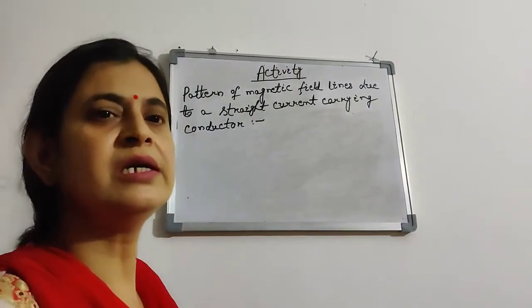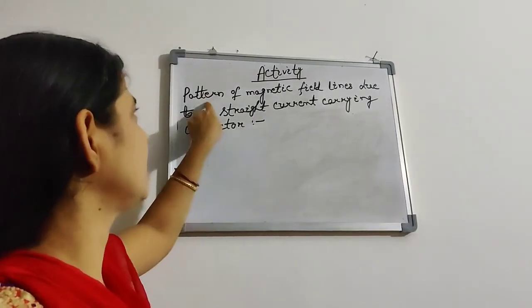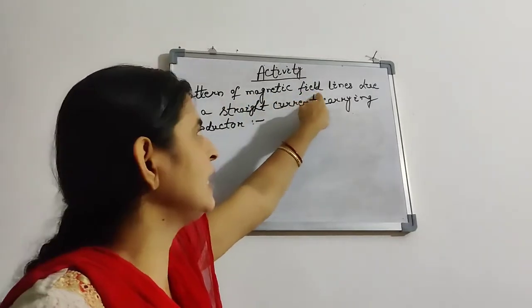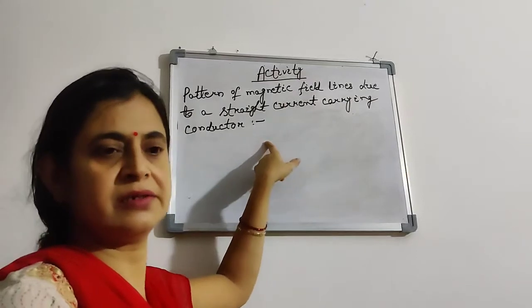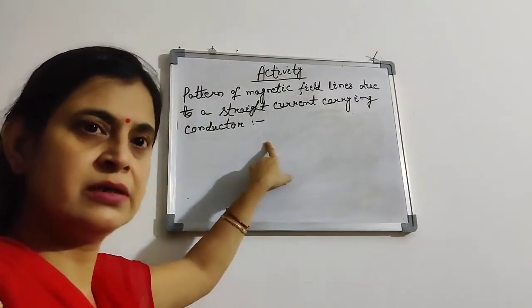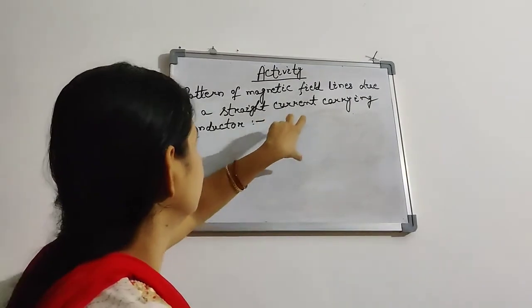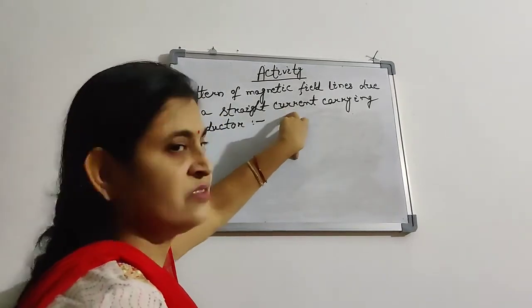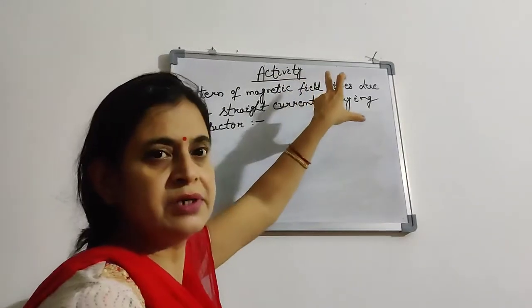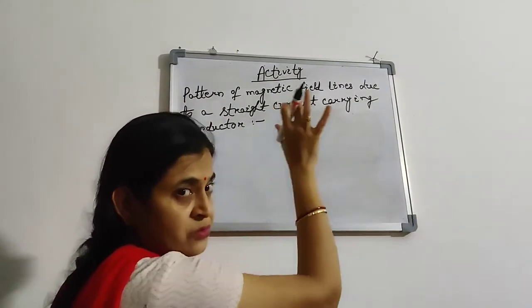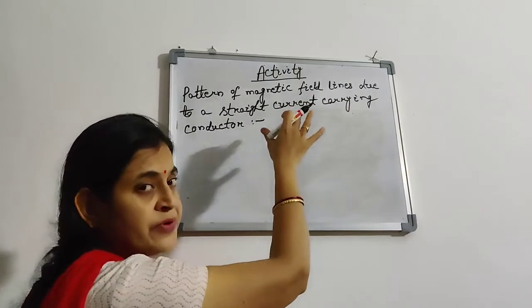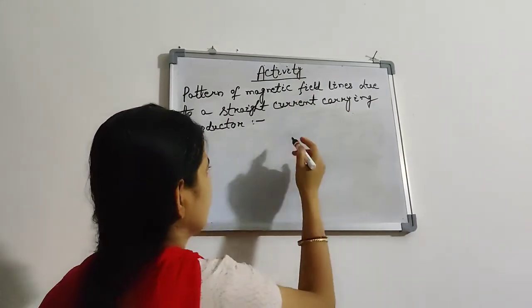Today we will discuss the pattern of magnetic field lines due to a straight current carrying conductor. Clear? We can understand this with the help of an activity. This is the most important question in your magnetic effects of electric current.